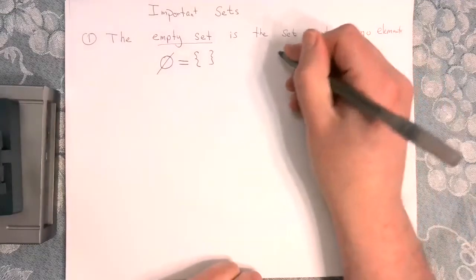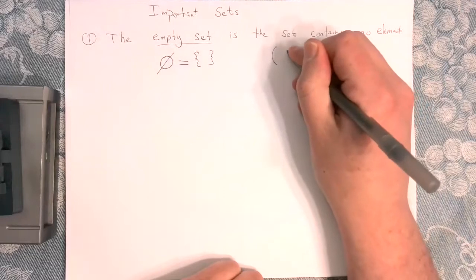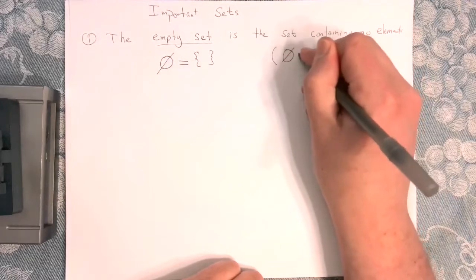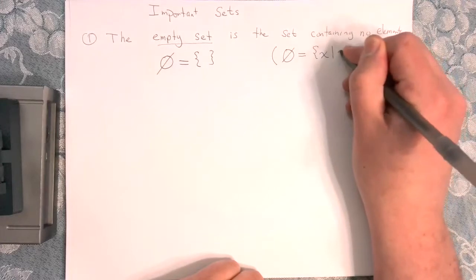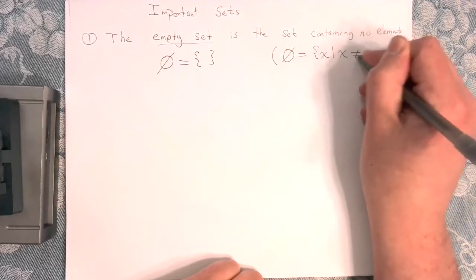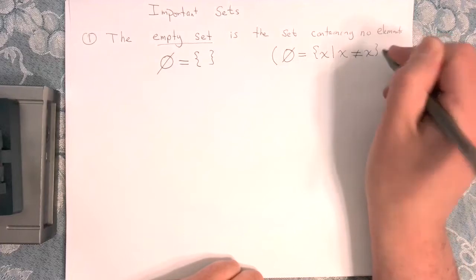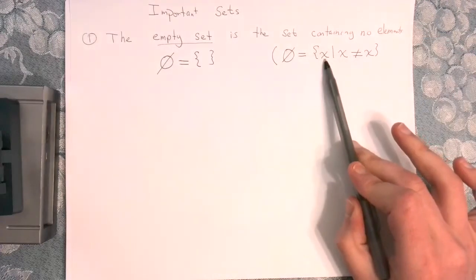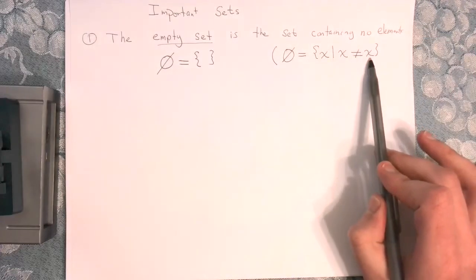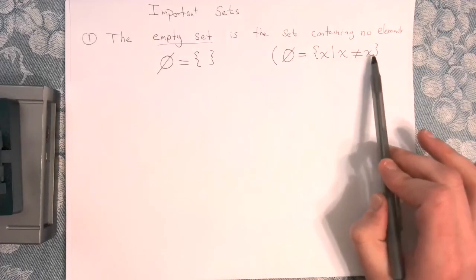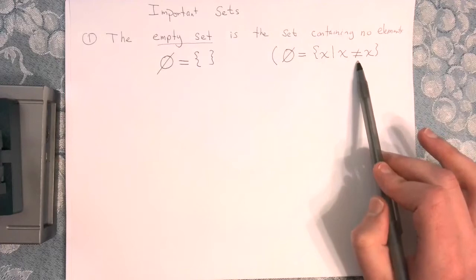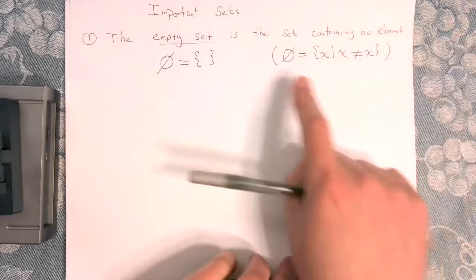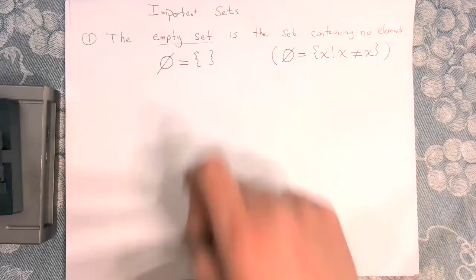And then sometimes a clever way to write this is the empty set is equal to the set of all objects x such that x is not equal to x. Well, if I tried to collect all the objects that aren't equal to themselves, well, every object is equal to itself, so therefore there's no objects in here. So therefore this must be the empty set. So that's an alternate way to denote the empty set.